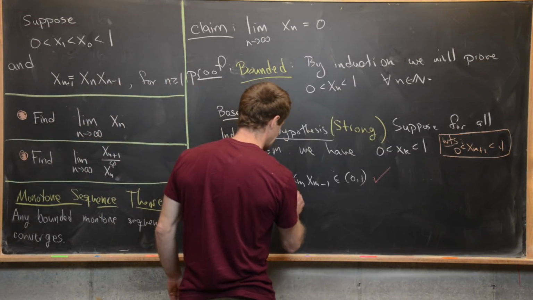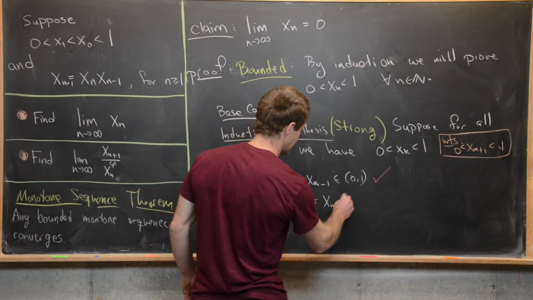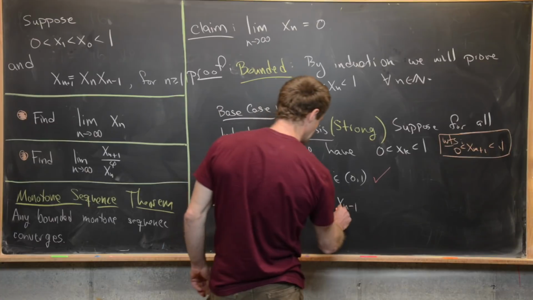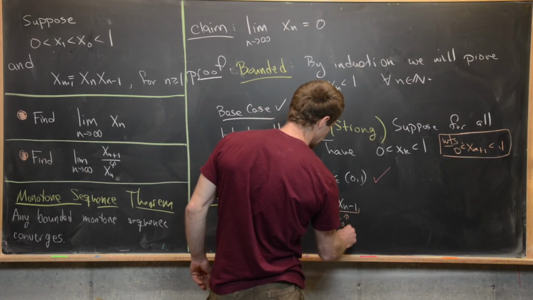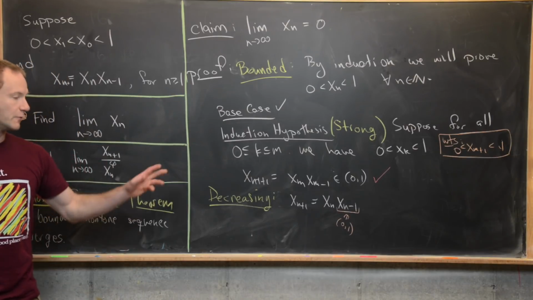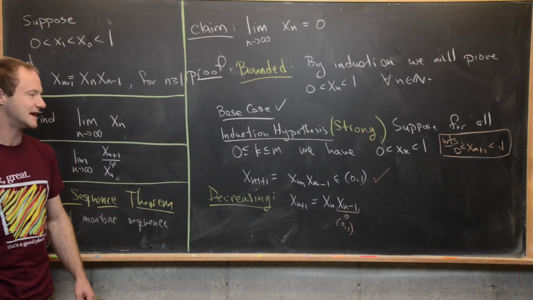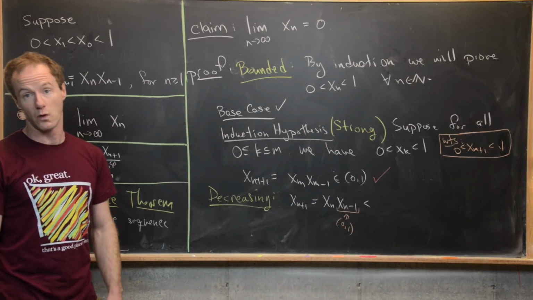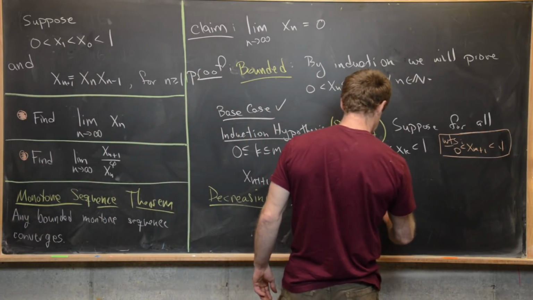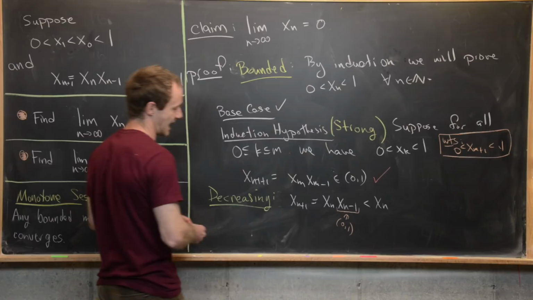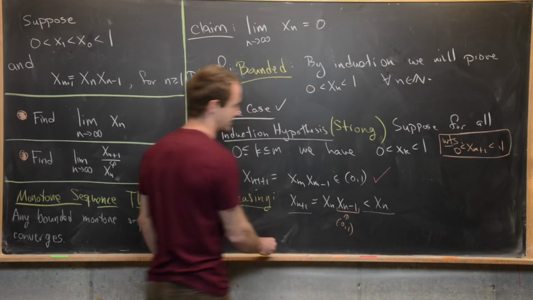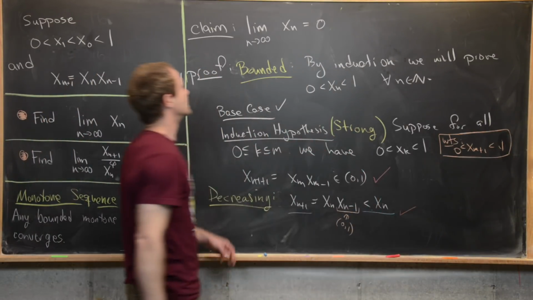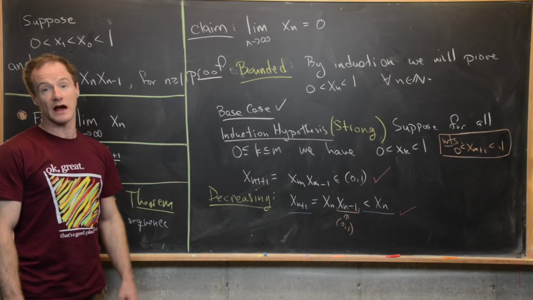So let's go ahead and notice that x sub n plus 1 is equal to x sub n times x sub n minus 1. We know that x sub n minus 1 is on the interval 0 to 1. So if we replace it with the number 1, we have created something that is bigger. So let's replace x sub n minus 1 with 1 to create something bigger, and that's going to give us x sub n. And so now we've got x sub n plus 1 is less than x sub n, but that's exactly what we needed for this thing to be decreasing. Okay, so let's go ahead and get rid of this, and then we'll calculate the limit.